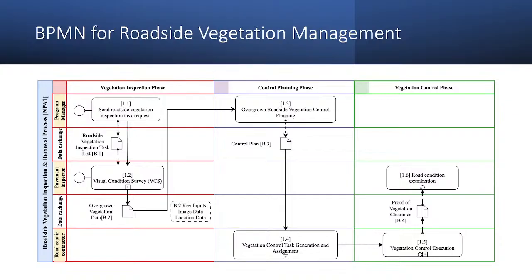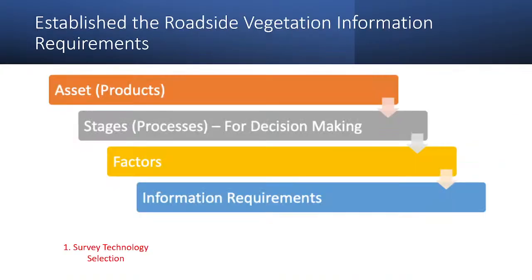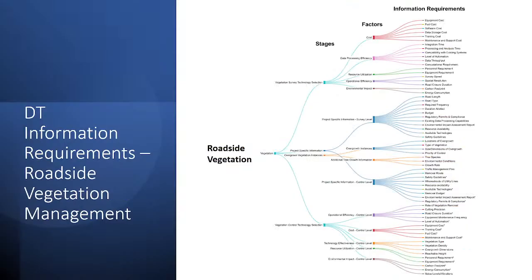There are multiple requirements. So when we went through the whole 6 steps of the methodology, we were able to identify 3 decision-making points: which technology to select for the survey, what are the overgrowth instances of vegetation, and finally how to remove that. So this is the final graph that was generated. There are n number of factors, and only I think 5 or 6 factors were available from the BPMN, which they use in the existing process of vegetation requirements.